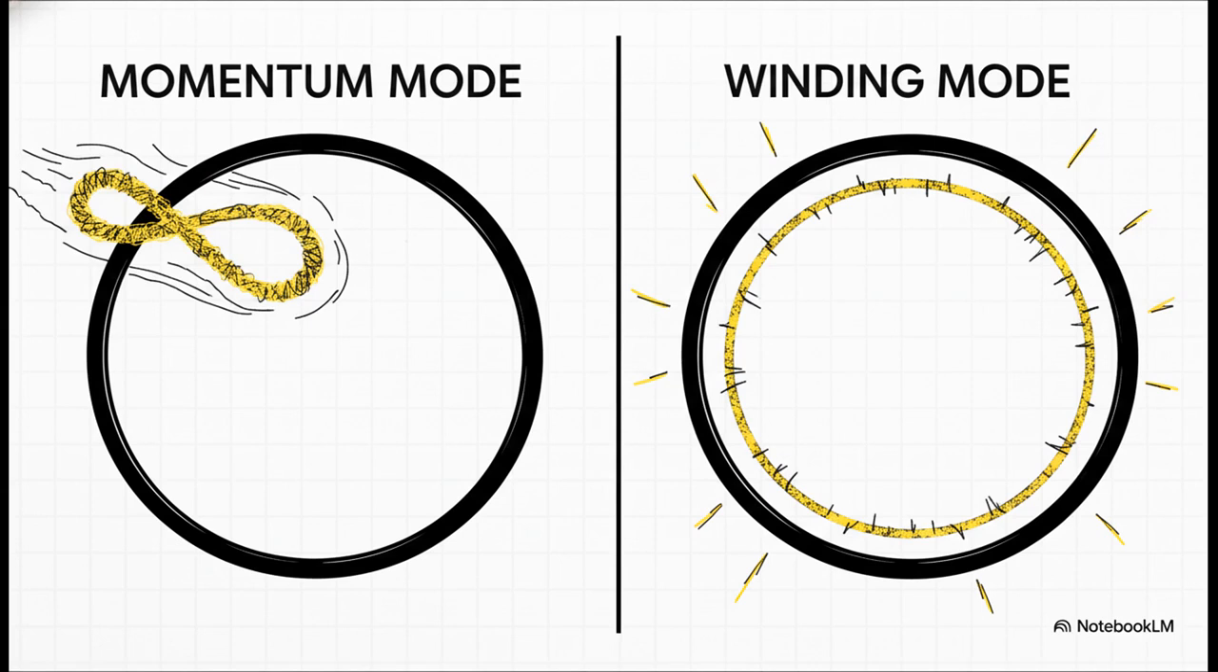So this is the absolute key idea to get. A string in a compact dimension now has two ways to hold energy. You've got the momentum mode, which is energy for moving around the circle, and now you've got this new winding mode, which is potential energy from being physically stretched around the circle. Moving versus stretching. Remember that, because it's about to get weird.